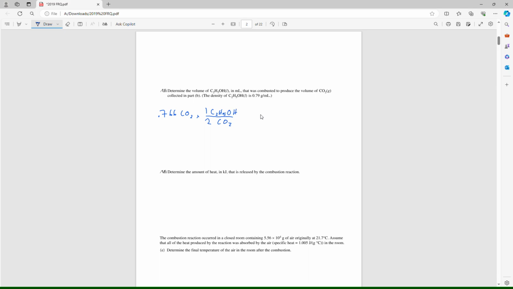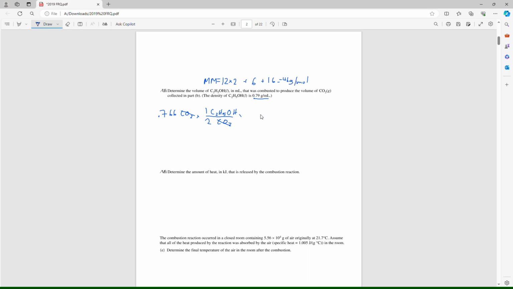This would give us moles of C2H5OH. And then we could convert that to grams from there, and then to milliliters. Let's just quickly determine the molar mass of C2H5OH. Because we have moles, we'll have to go to grams, and then to milliliters. So molar mass of ethanol, carbon is 12 times 2, plus the 6 hydrogens, so plus 6, plus the molar mass of oxygen is 16. So that gives us a molar mass of 46 grams per mole.